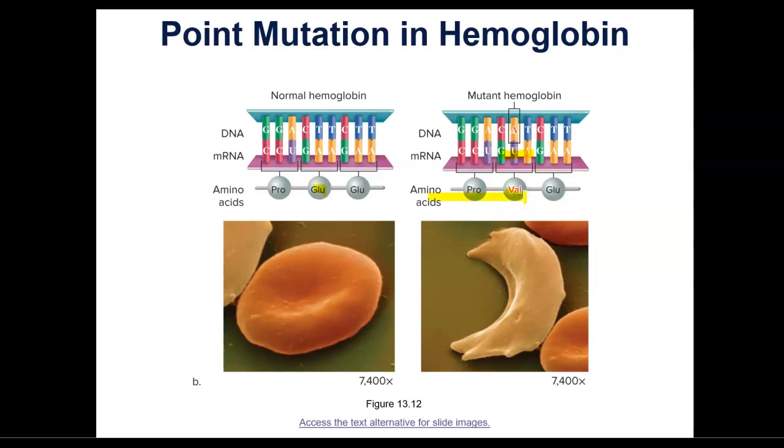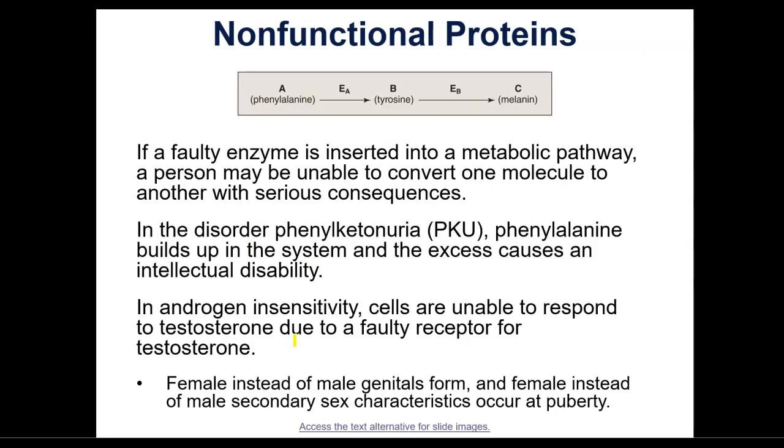And just that one valine amino acid difference causes those red blood cells to be sickle-shaped instead of rounded, and leads to blood clotting and anemia, low oxygen levels, and just terrible pain, and the disease that we call sickle cell anemia.